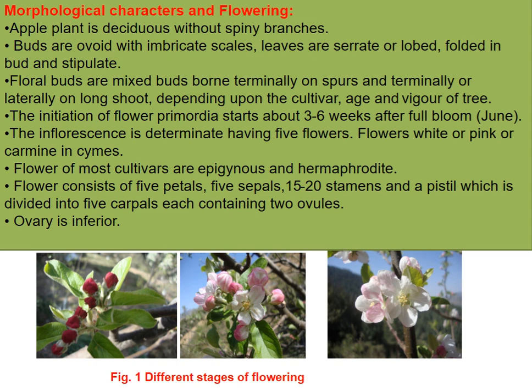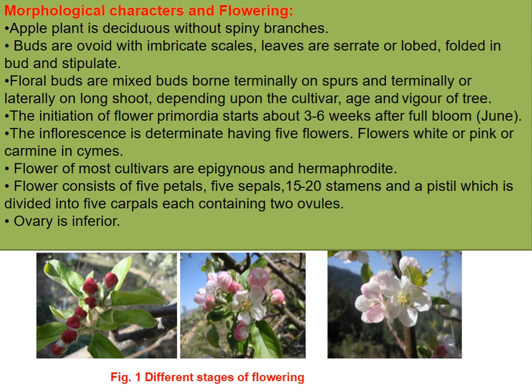Floral buds are mixed. Buds are borne terminally on the spurs and terminally or laterally on long shoots, depending upon the cultivar, age, and vigor of the tree. The initiation of the flower primordia starts about 3 to 6 weeks after full bloom. The inflorescence is determinate, having 5 flowers.